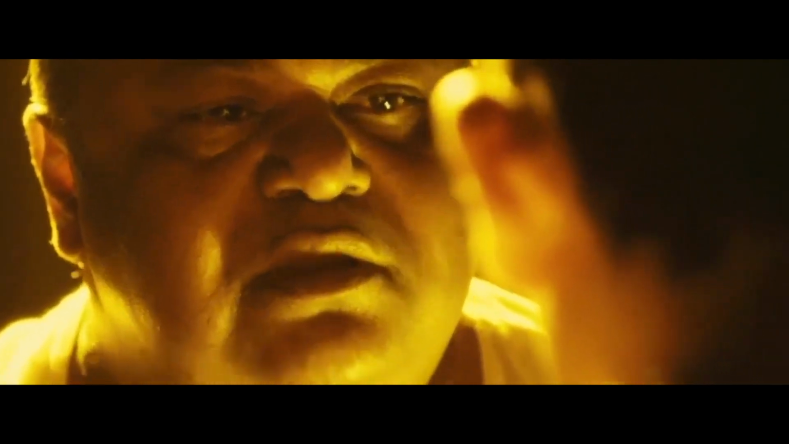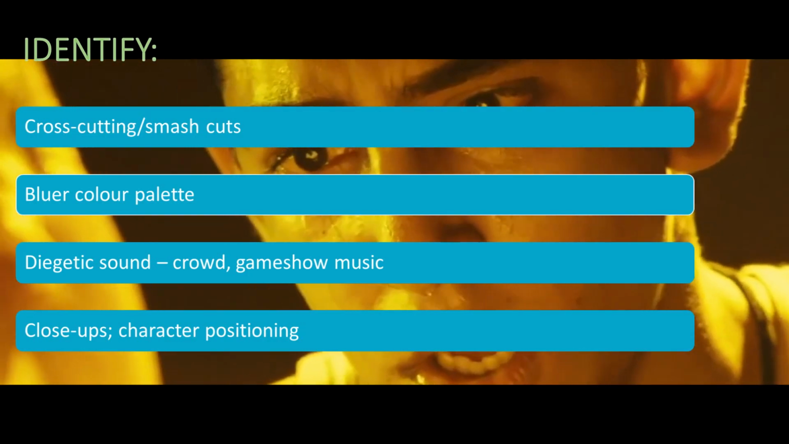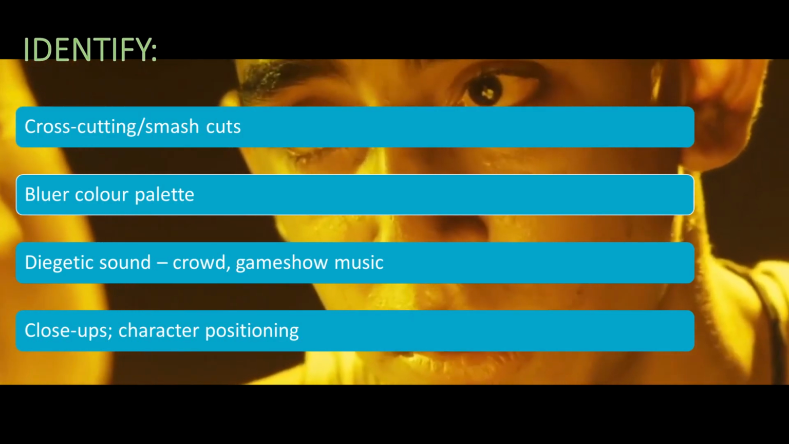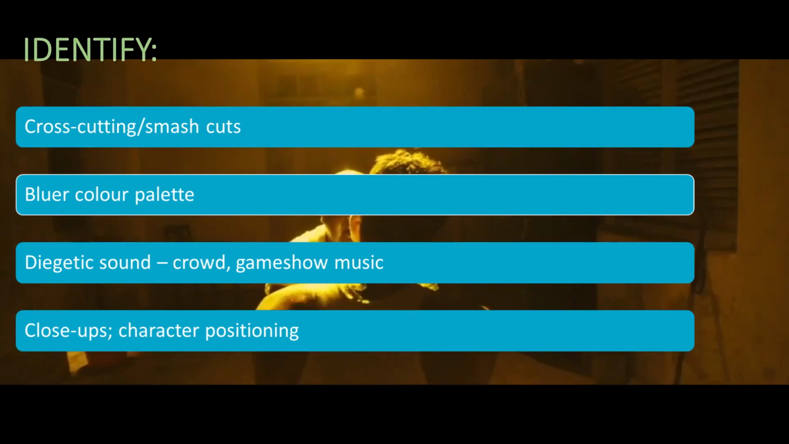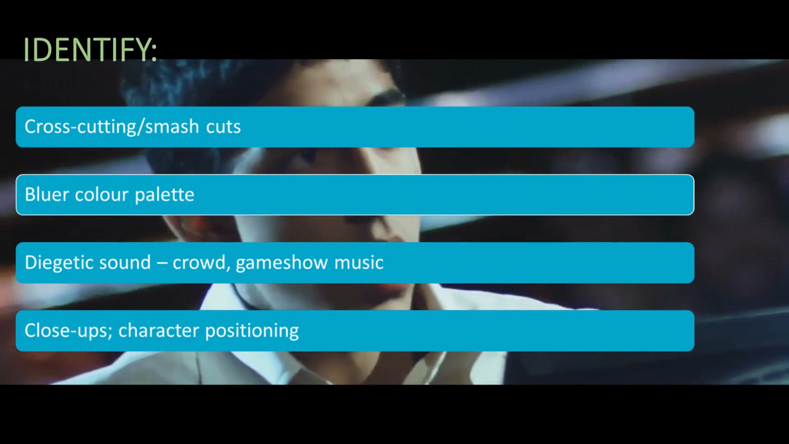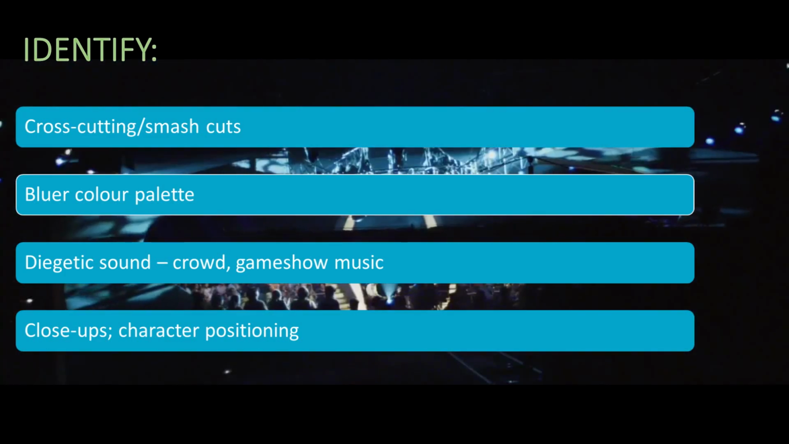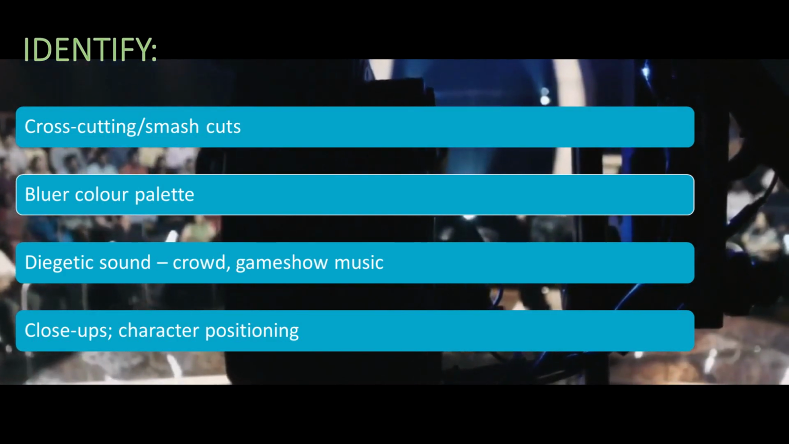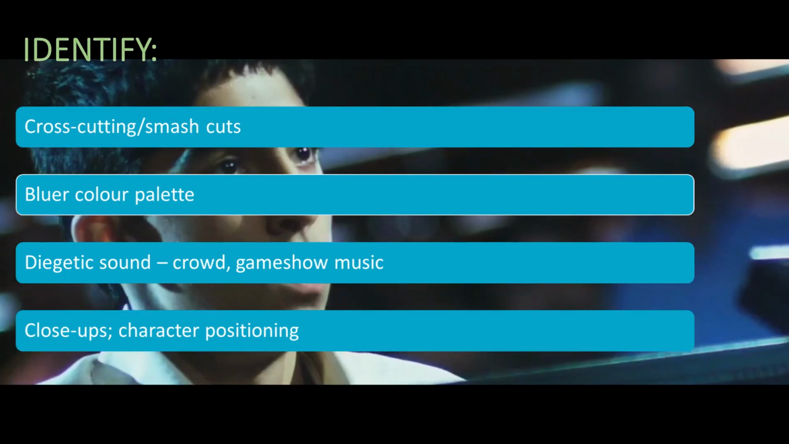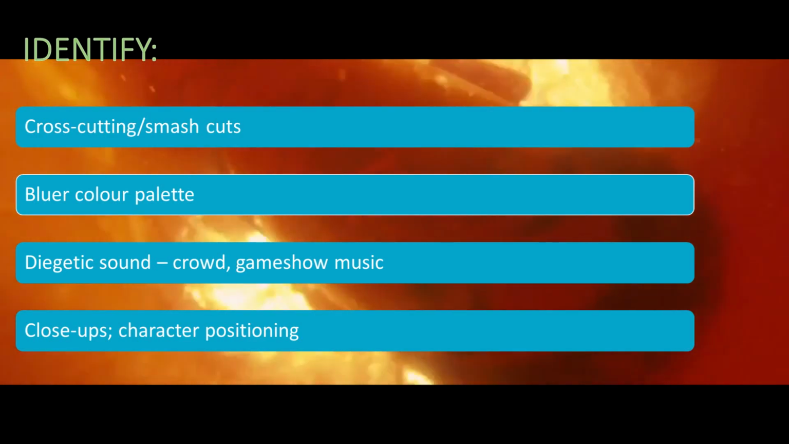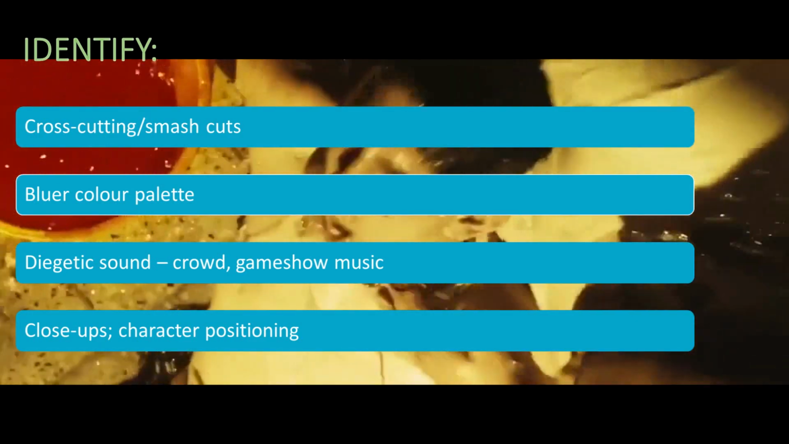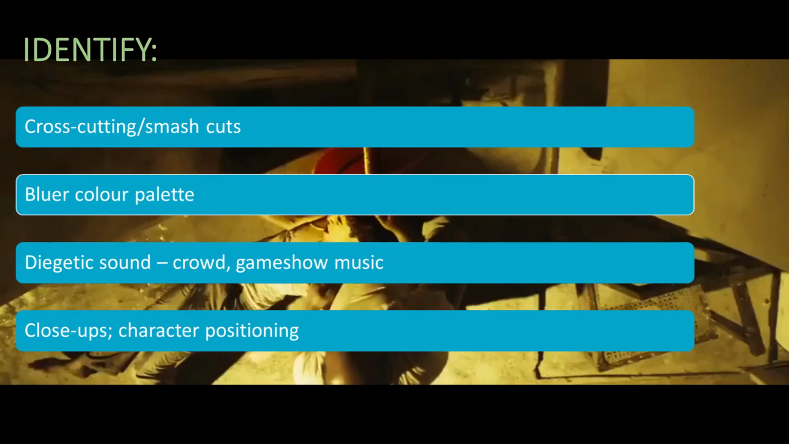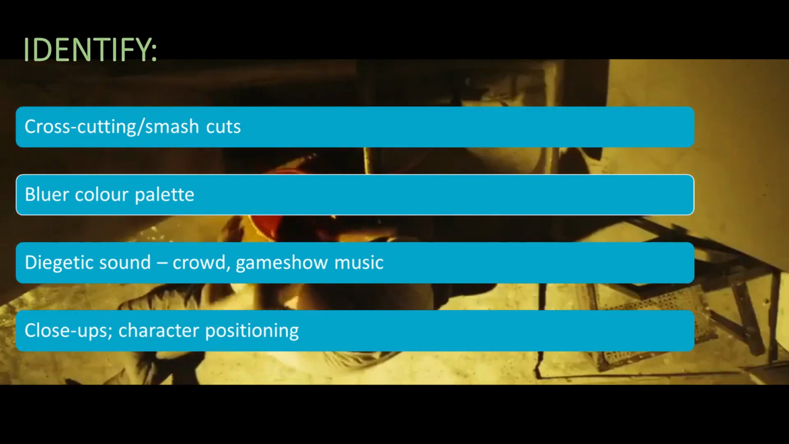So we've been cross-cutting between two different points in time. And these cross-cuts are also smash cuts because of the high contrast between the two scenes. We noted before that the interrogation has a very yellow colour palette, which is really different to the blues we're seeing in the game show. Another difference is the sound. Whilst in the interrogation there's no background noise and we can hear Jamal breathing, the sound of the crowd and music in the game show almost drowns out the sound of Jamal's voice.